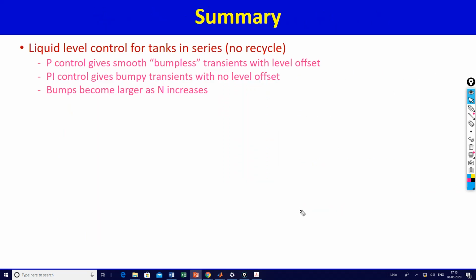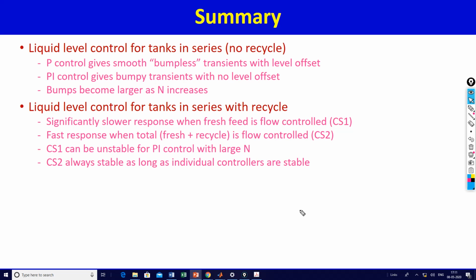So in summary, what I would like to say is that for liquid level control for tanks in series with no recycle, P control will give smooth bumpless transients, but you'll get level offset. PI control of level will give bumpy transients with no level offset. The downstream units will see larger flow variability, and these bumps become larger as the number of tanks increases.